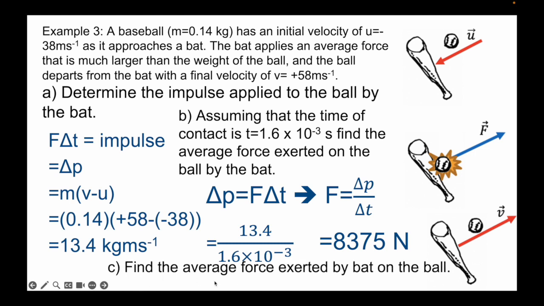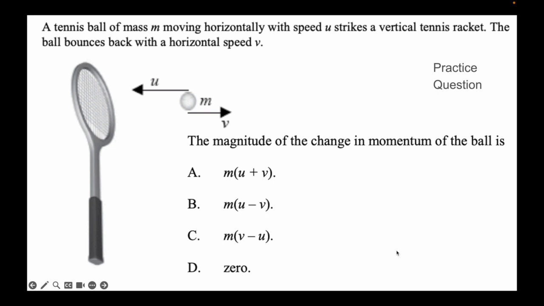The last one says, find the average force exerted by the bat on the ball. Well, if the average force exerted on the ball by the bat is this, well, then they have to be equal and opposite of each other. So the same force, but in the opposite direction. So it's going to be negative 8,375 newtons. Pretty cool. Here's an IB question. Let's check it out and see if you can do it. Pause the video and come back in a moment.